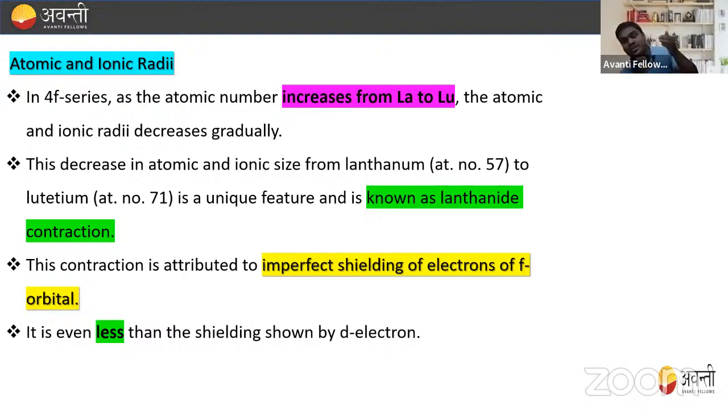Due to this contribution, that is from 57 to 71, suddenly 14 elements are added, known as lanthanide contraction. This contraction is attributed to imperfect shielding of electrons of d and f orbitals. It is even less than the shielding shown by the d electrons, right? So it has a very low shielding effect, even less than the shielding shown by the d electrons.